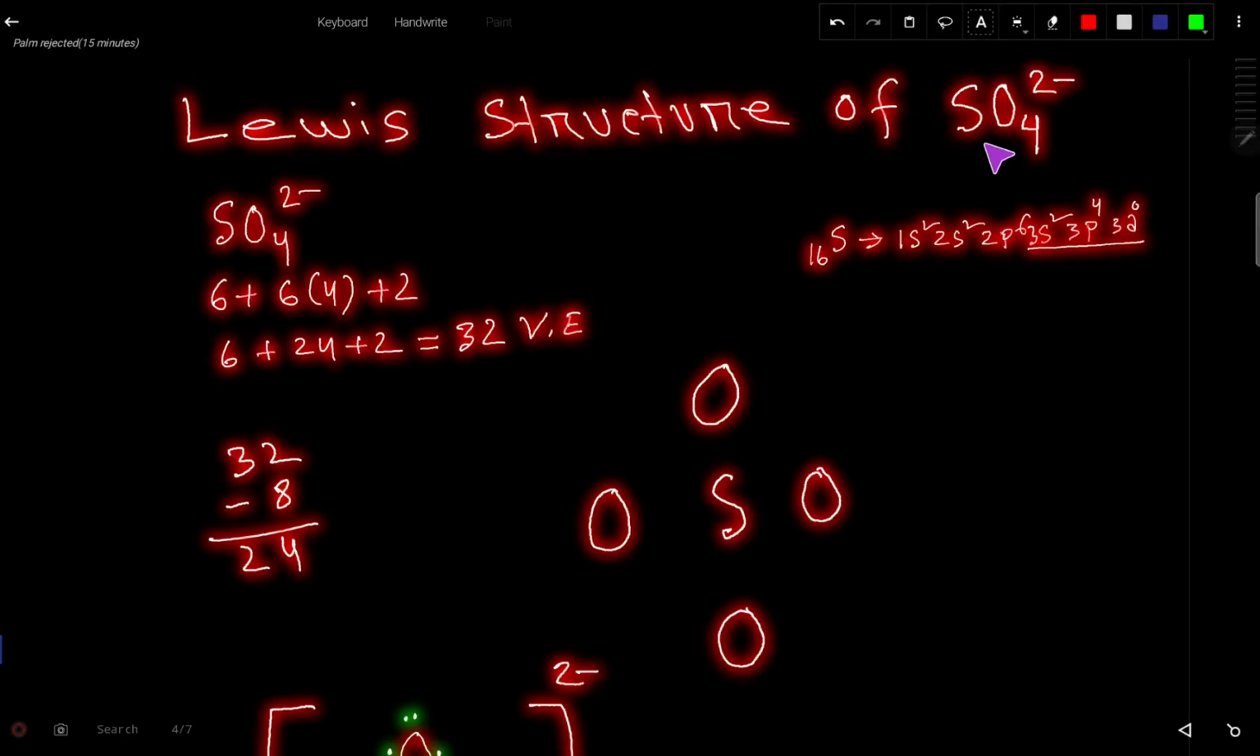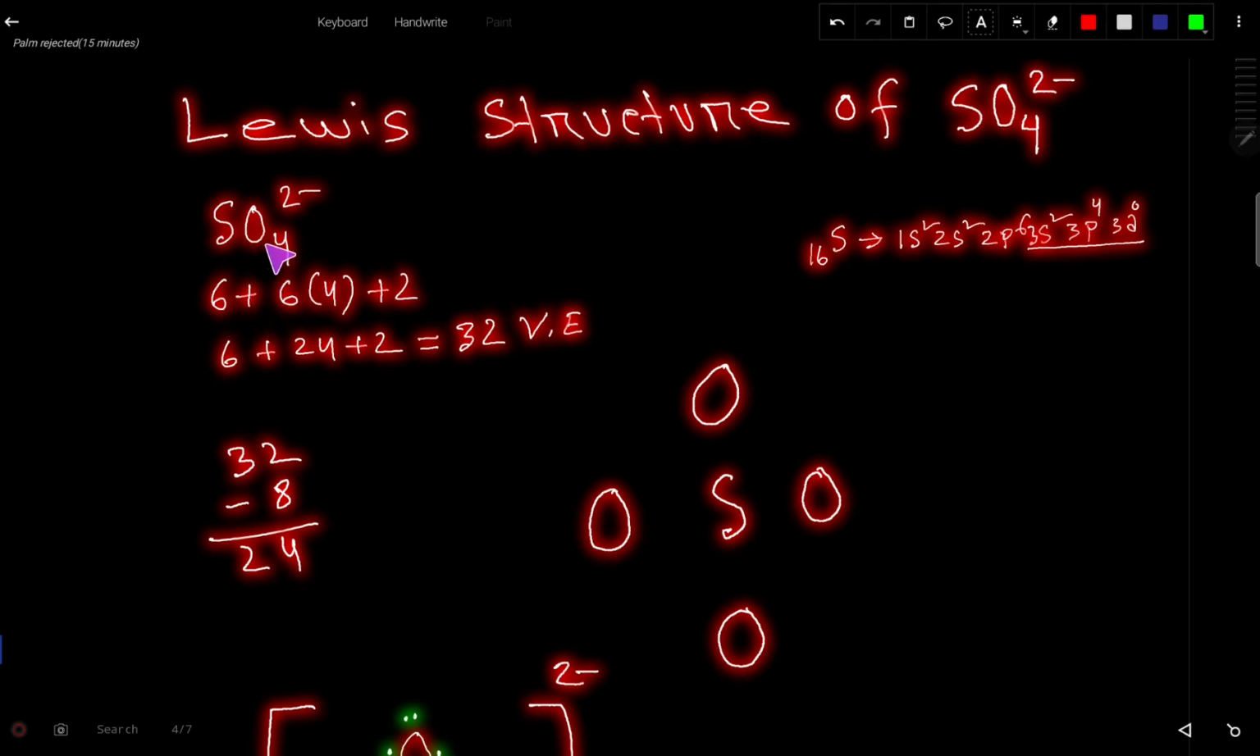Lewis structure of SO4 2 minus, or how to draw the Lewis structure of the sulfate ion, right? At first we have to find out the valence electrons for the sulfate ion. Look, sulfur is an element of group 6A, that is why it has 6 valence electrons.